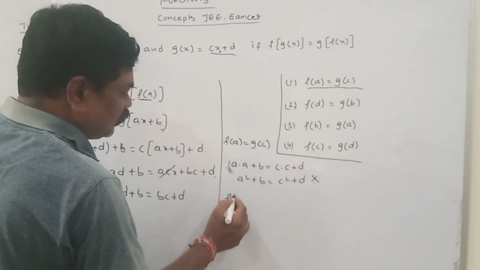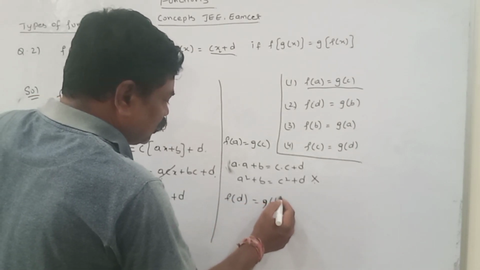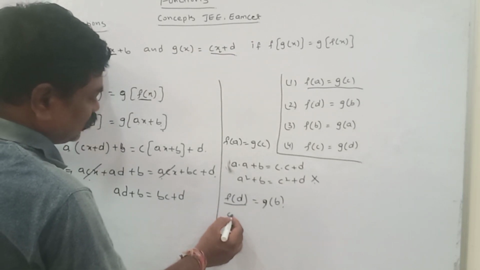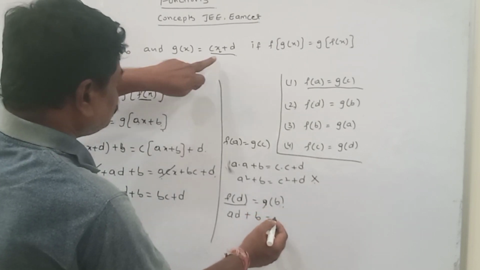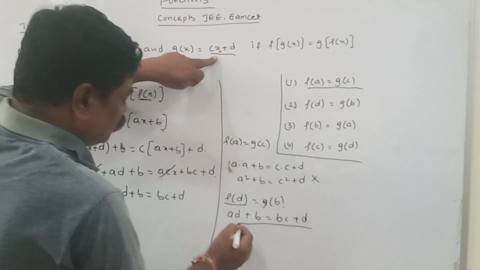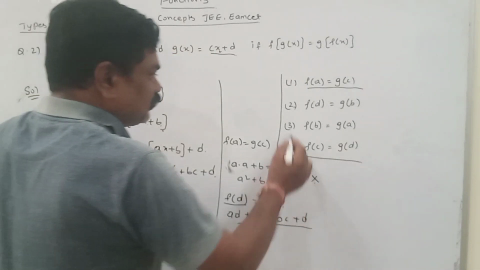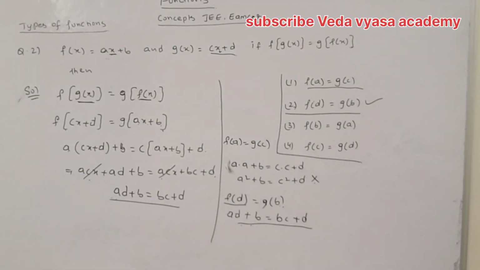The second one is f of d is equal to g of b. So you have to substitute: f of d is ad plus b, equal to g of b, that is bc plus d. So here this result holds, so option 2 is the answer. Okay, all of you. That's all.